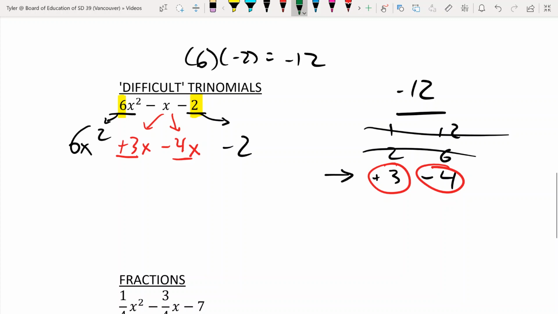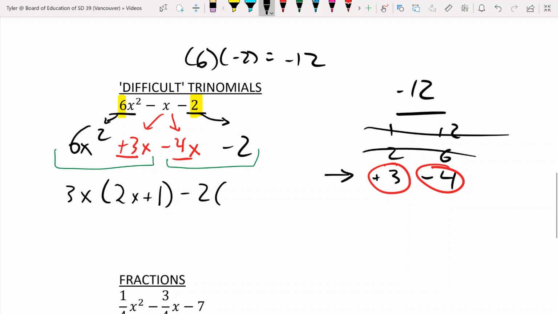Now what we're going to do is factor by grouping. That's why we learned it. So we take these first two terms. What do they have in common? Well, they both have 3x, and that's going to be 2x plus 1. And then what do these two have in common? -2 gives me 2x plus 1.